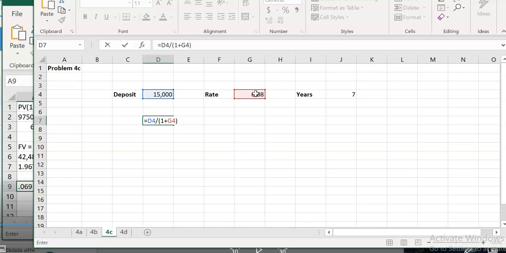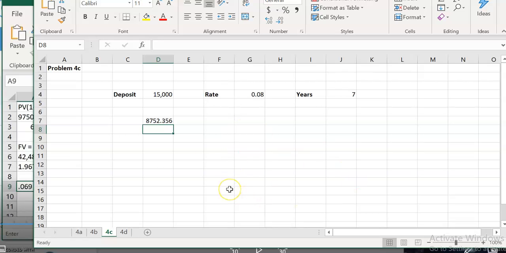And then we're going to raise this to how many years it's been accumulating in the bank. And then this will give us our answer of $8,752 was the initial deposit in the bank.